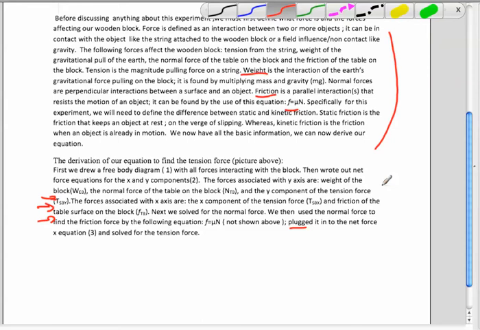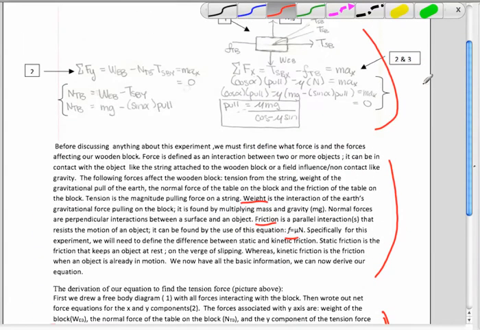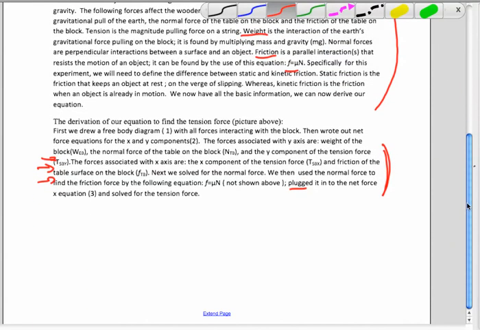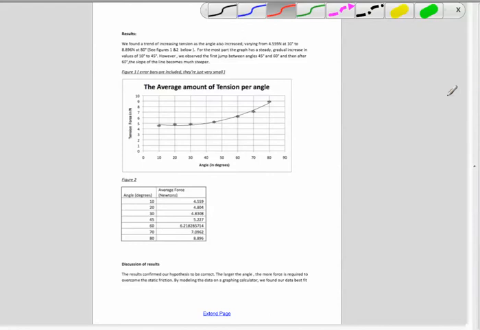So in between each one of these sentences needs to be these equations. That's the proper way to do a derivation in a scientific paper. All right, on to the results. So your results show just as you were saying, that the greater the angle, the more the tension force.